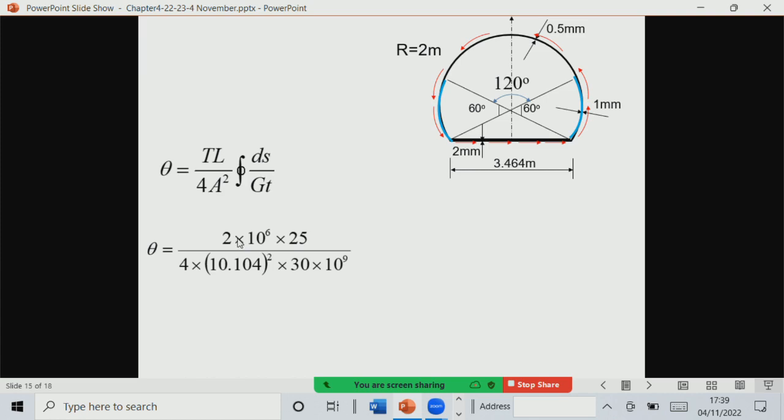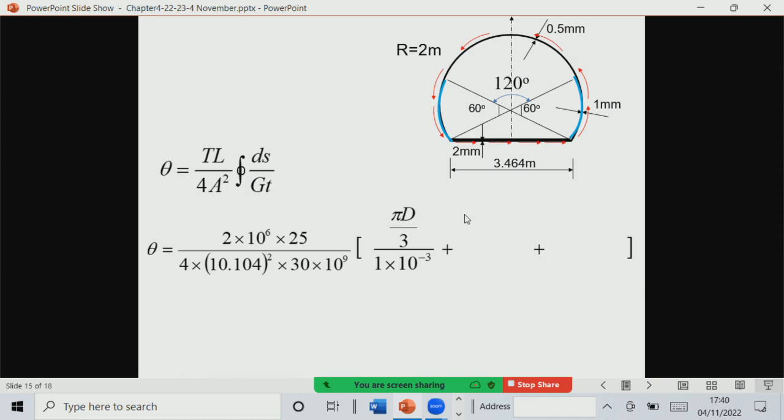So here we've got the torque of 2 mega Newton meters, which are converted into Newton meters. The length, the area, meter squared is a bigger structure. It's better to use Newton and meter rather than Newton and millimeter. And this is G. Now I'm going to find the loop integral of ds over t. So we've got a flow panel. The length is 3.464 meters. Its thickness is 2. This has a central angle of 60 with a thickness of 1 millimeter. So I can say I've got 120 degrees of 1 millimeter and 120 degrees of half a millimeter.